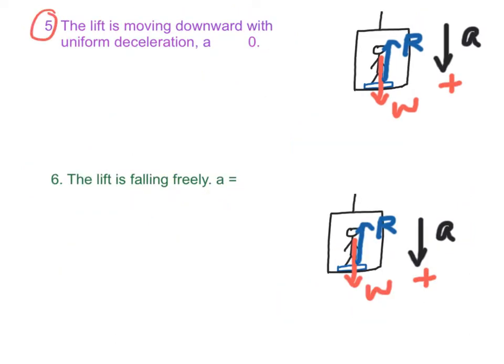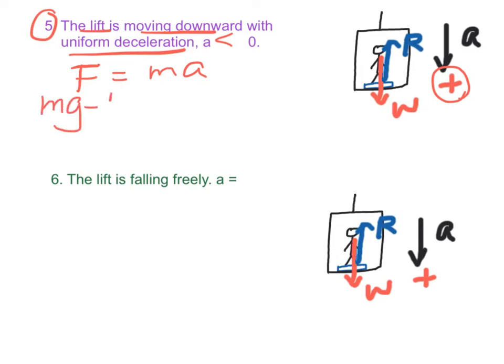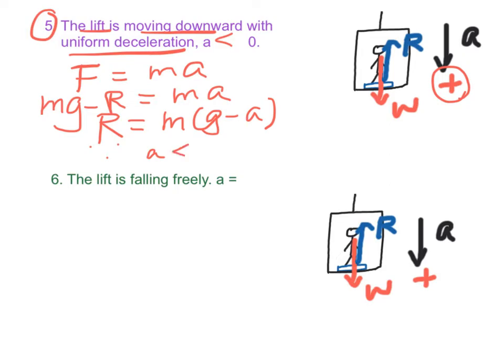For case 5, the lift is moving downward with uniform deceleration. If we take downward as positive, then a is smaller than 0. By F equal to ma, we have mg minus R equal to ma. Therefore, reaction force R equal to m(g minus a). But because a is smaller than 0, that is a is negative, therefore we have reaction force larger than mg.